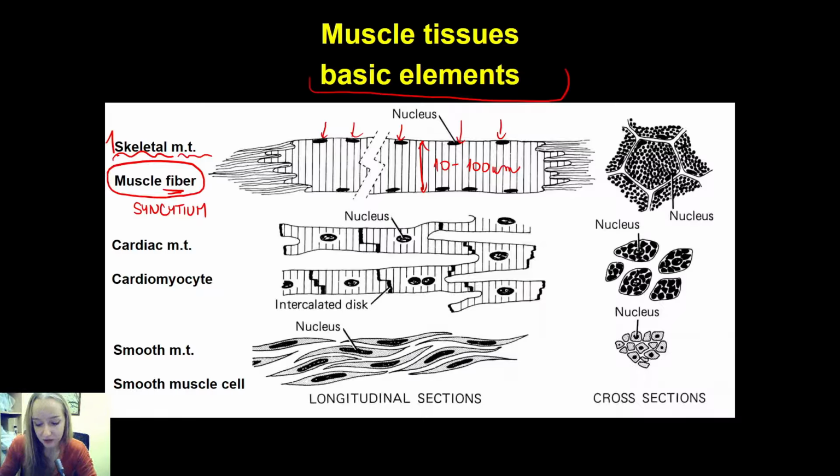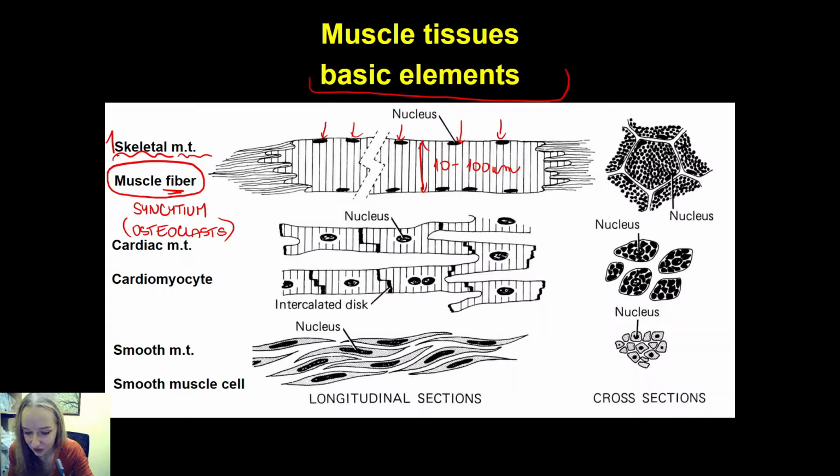An example of another syncytium in the human body. Can you figure it out? Another syncytium in the human body? Muscle fiber is not alone a syncytium, but we have these cells. I'm going to write them down. Osteoclasts. Do you remember? Osteoclasts are another example of a syncytium in the human body.